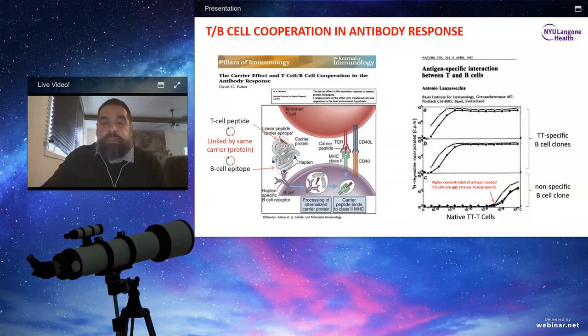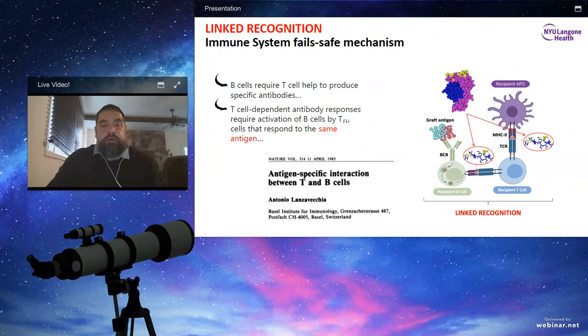So the recognition of the same peptide is the link that causes the B cells to react. So when we say that in the generation of an immune response against a protein antigen, the B cells require the help of the T cells, that is true because there are two moments in B cell activation where the helper T cell is important. But the important fact is that the T cell dependent antibody response requires the activation of B cells by follicular helper T cells that respond to the same antigen.